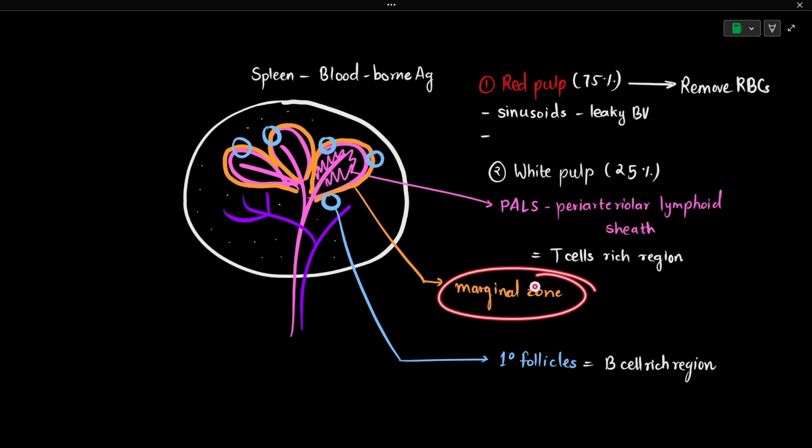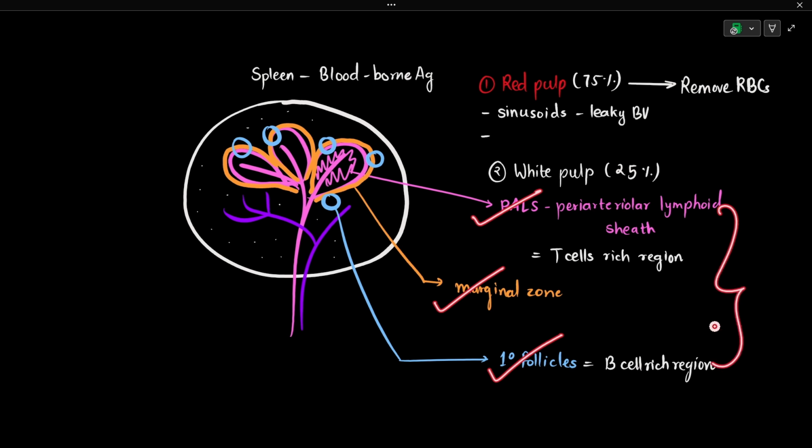The marginal zone is rich in the resident B cells. So those B cells are not taken from the blood circulation, they are residing in the tissue. Okay, I hope that's clear. So marginal resident B cells as well as the macrophages are going to trap the antigens in the marginal zone. So this is how the PALS along with the marginal zone and primary follicles, all of these three which are the part of white pulp, are going to initiate the immune responses.